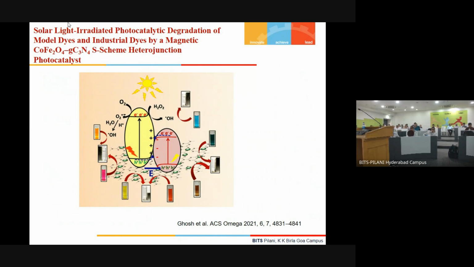However, one more thing: whatever I am discussing is a lab scale demonstration, pure academic work. People should not have any misconception; we have a long way to go, but generation of knowledge is also very important for us.